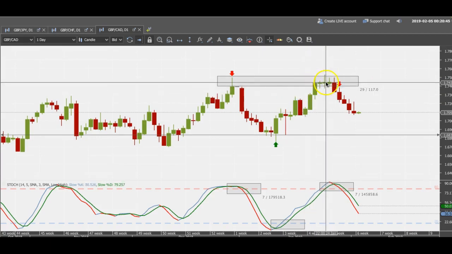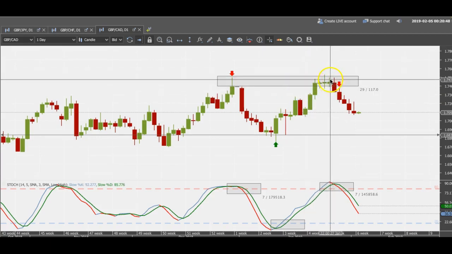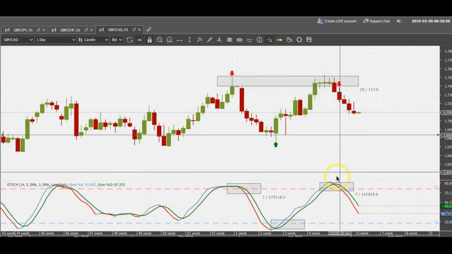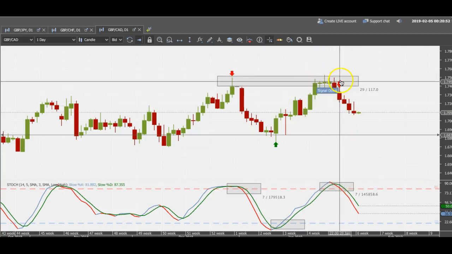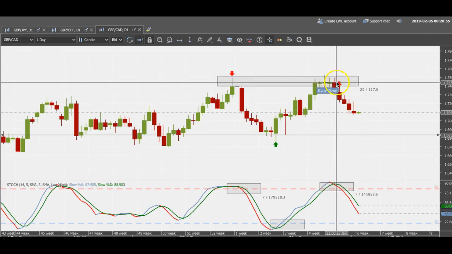I shouldn't say impossible, but it's very difficult for the market to break this level of resistance when it's overbought on stochastics. So everyone is looking to sell at these levels.